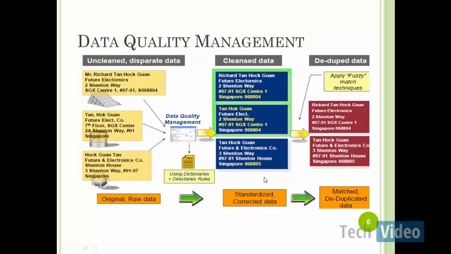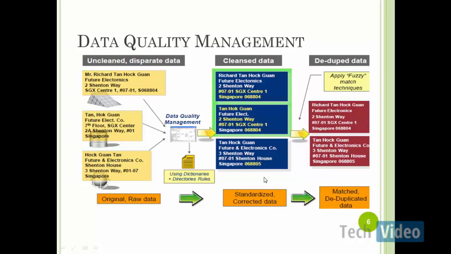Now we will see one very good example with data quality management. The first record is Richard Tan Hock GAN, the Future Electronics, Second, Shenton Way, SGX Center. That is the purchase order raised by one company called Future Electronics. In the second record, we have Tan Hock GAN, Future Electron Co. And the third record would be something like Hock GAN 10. So these are the three records for the purchase order.